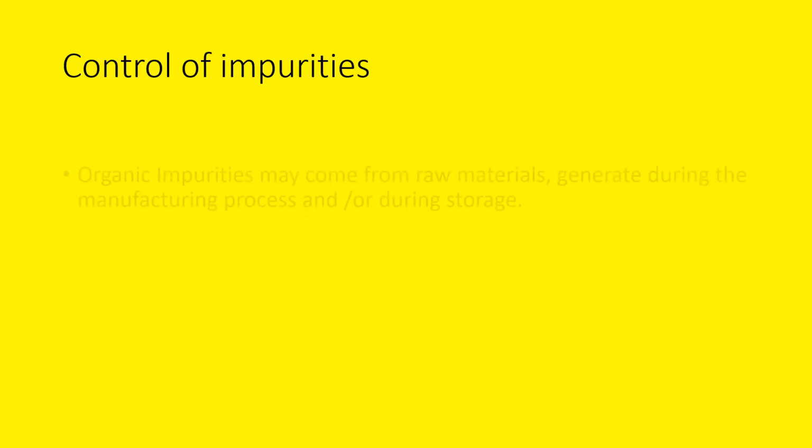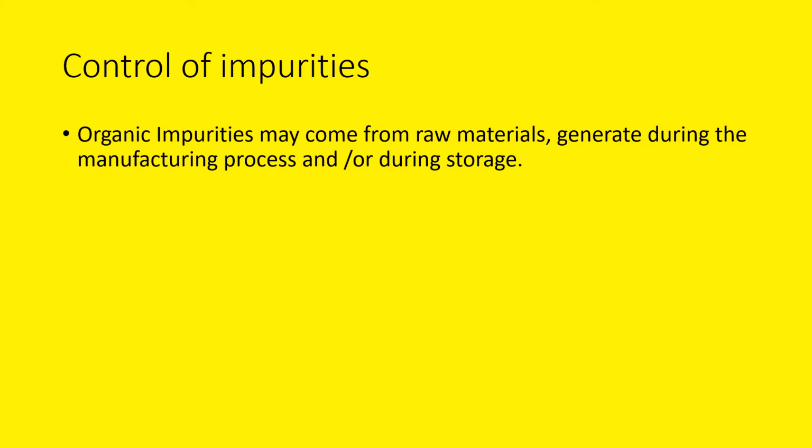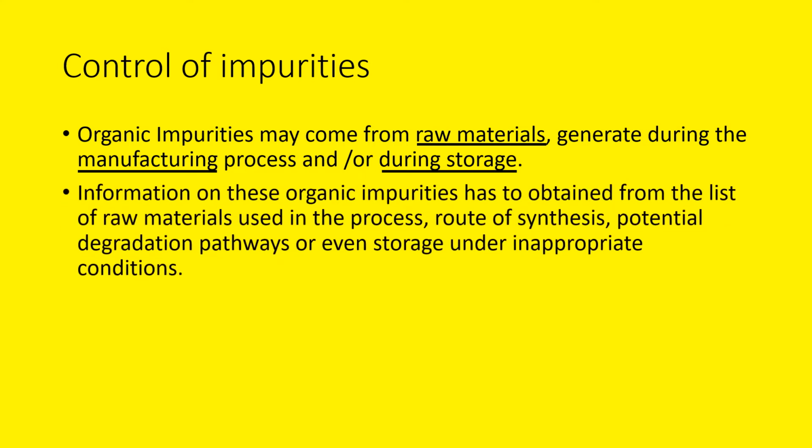Let us see the control of impurities. Organic impurities may come from raw materials, be generated during the manufacturing process, and or during storage. The origin of organic impurities is from raw materials or generated during manufacturing or even during storage. Then how do you go about it? See the path forward. Information on these organic impurities has to be obtained from the list of raw materials used in the process, route of synthesis, potential degradation pathways, or even storage under inappropriate conditions.